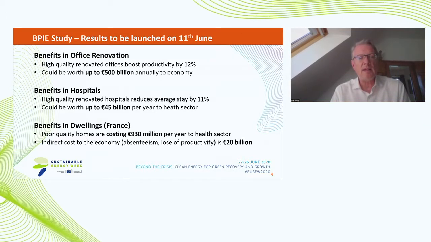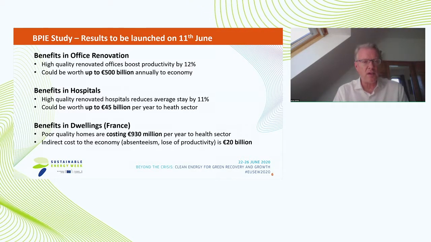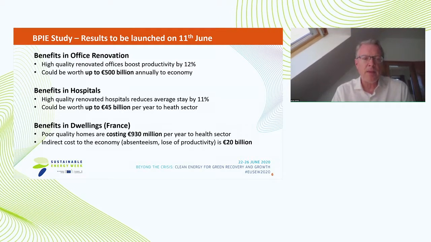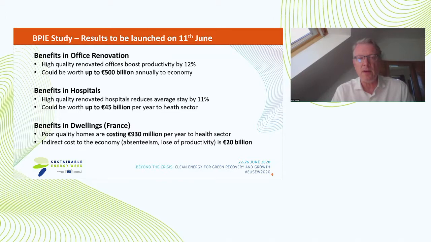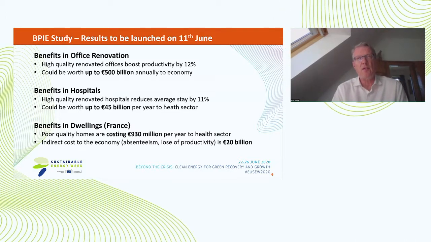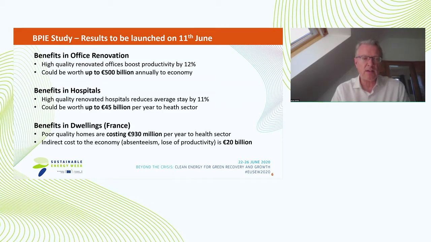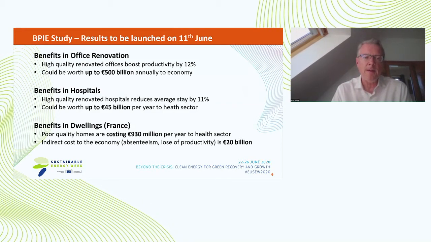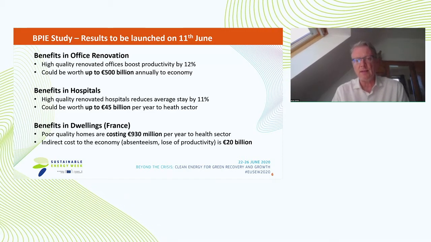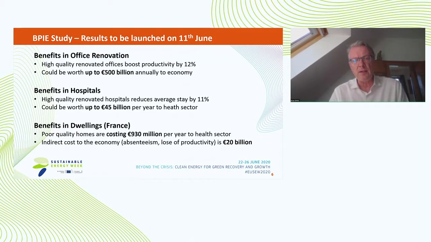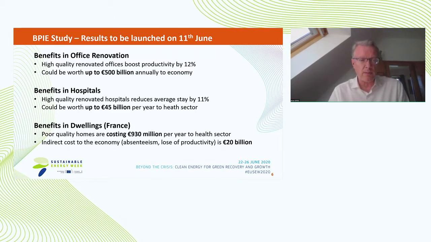And then in dwellings, we didn't find an EU-wide study, but there is a very good study from France that shows that poor quality homes are costing 930 million euro per year to the health sector through illness, doctors' visits, hospital stays, etc. And if you add the indirect costs to the economy from absenteeism and loss of productivity, this could be as much as 20 billion euro for the French economy.